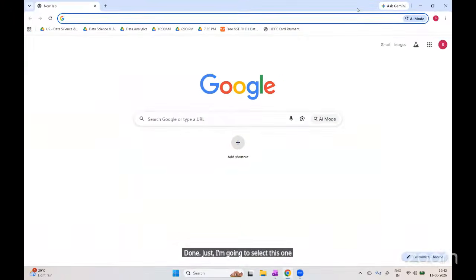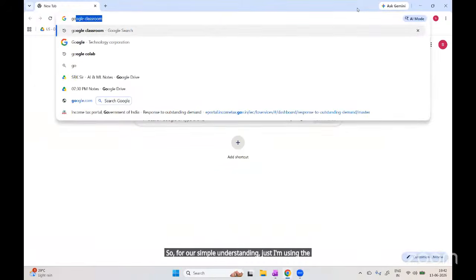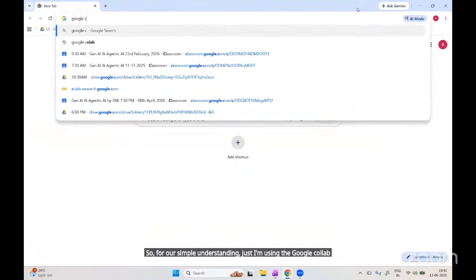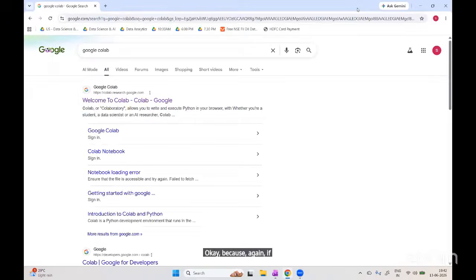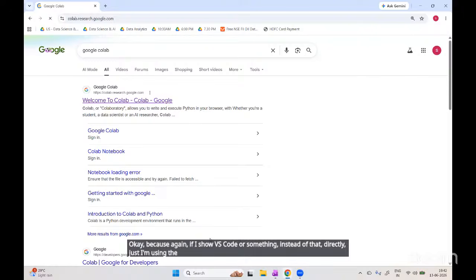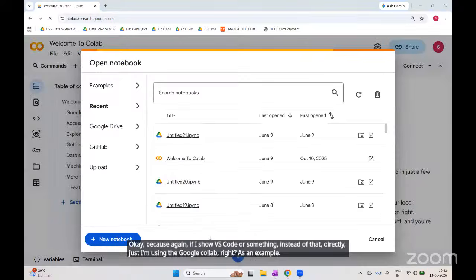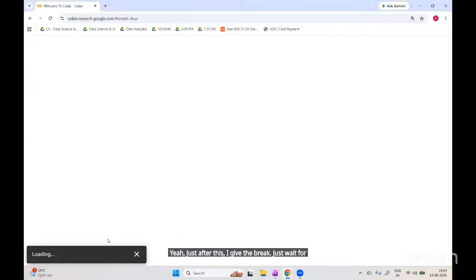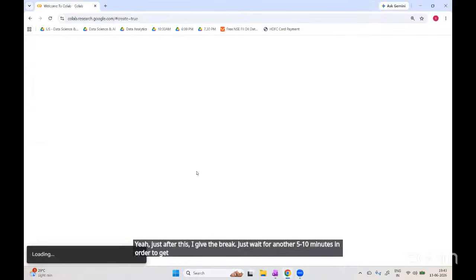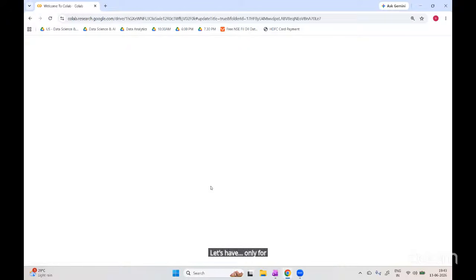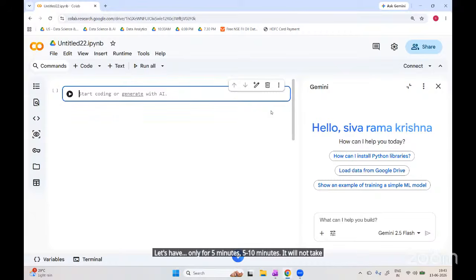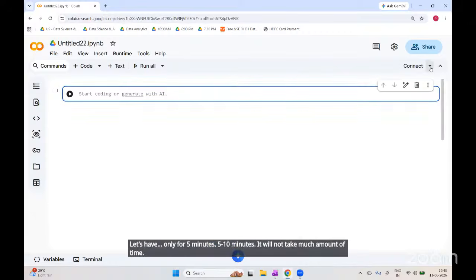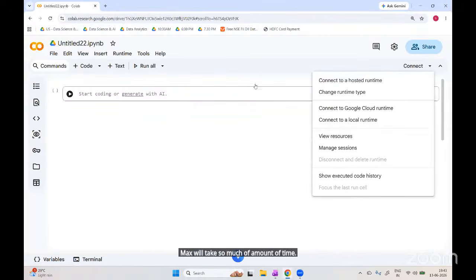So for our simple understanding, I'm using the Google Colab. Because if I show VS Code or something, instead of that, directly I'm using the Google Colab, as an example. Just after this, I'll give the break. Just wait for another 5-10 minutes in order to get the break. It will not take much time.